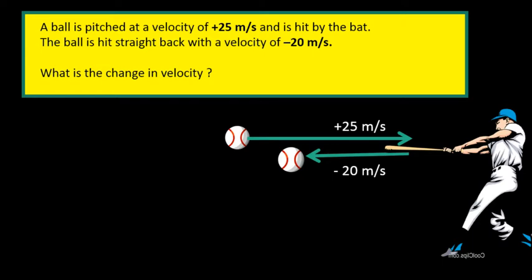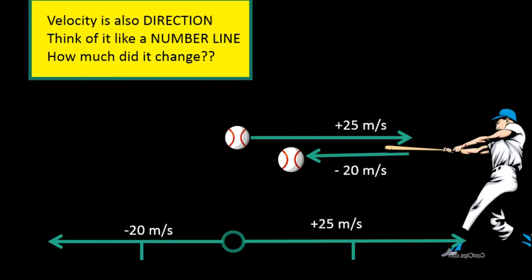So that means it's going to have the negative sign. So the positive and the negative is only going to give us an idea of the direction of the ball. So remember that velocity is not just speed, but velocity is also direction. So think of it like a number line. All right, so at the bottom you see a number line that illustrates where our speeds are. And so how much did it change? Well, we start off at plus 25 meters per second, but then it changes to a negative 20 meters per second. So since we're looking at it number line wise, you can probably see that the change in velocity is a minus 45 meters per second.